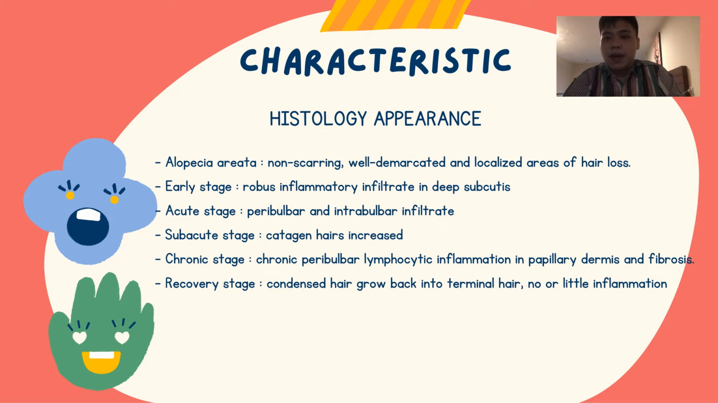vellus hairs increase. The chronic stage of alopecia areata shows chronic peribulbar lymphocytic inflammation around the condensed hair located in the papillary dermis, and the recovery stage of alopecia areata is characterized by condensed hairs that grow back into terminal hairs with little or no inflammation detected.